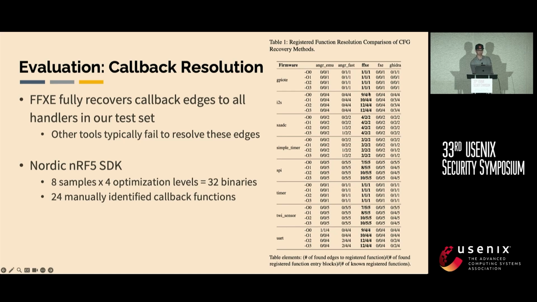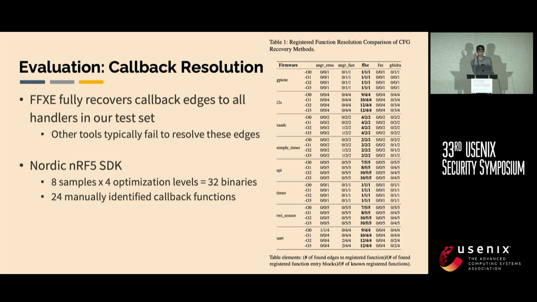So the results in the table, it's a little ugly, but each entry in the table has 3 numbers. The rightmost number corresponds to the number of known callback handlers in the firmware sample, which is indicated by the column on the left. The middle number indicates how many entry basic blocks were found that correspond to those handlers. And then the leftmost number indicates how many edges were actually resolved that lead to those entry blocks.